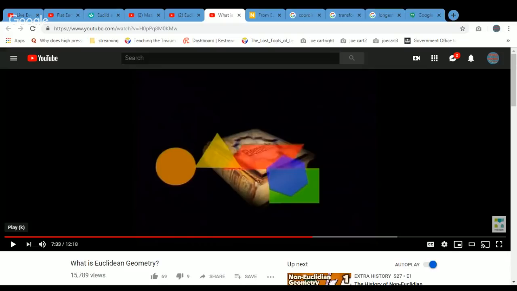That's just absolutely ridiculous. You can't take these principles that are applied and work in the real world and apply them to a curved surface. It just doesn't work.